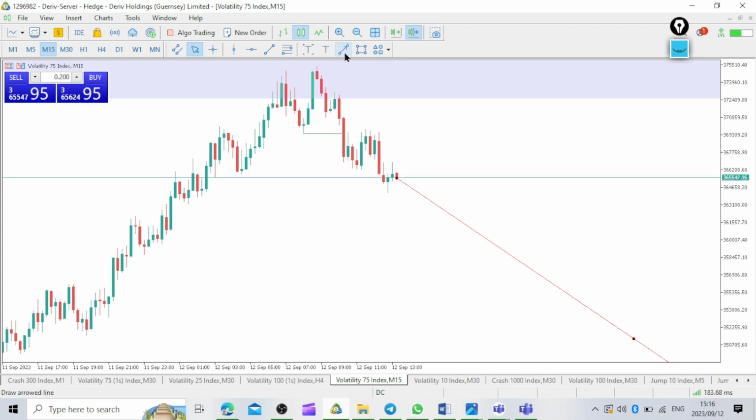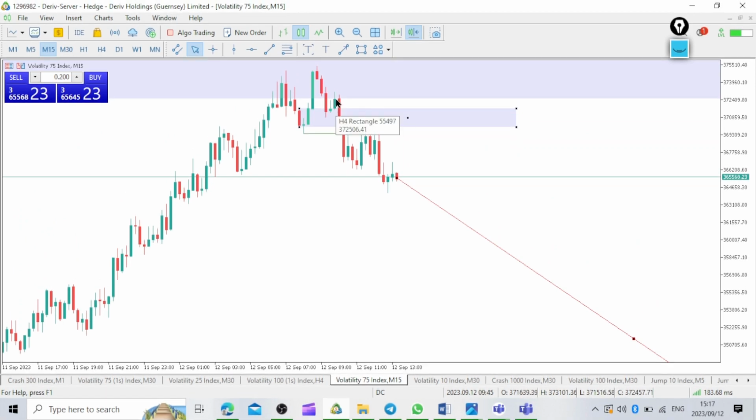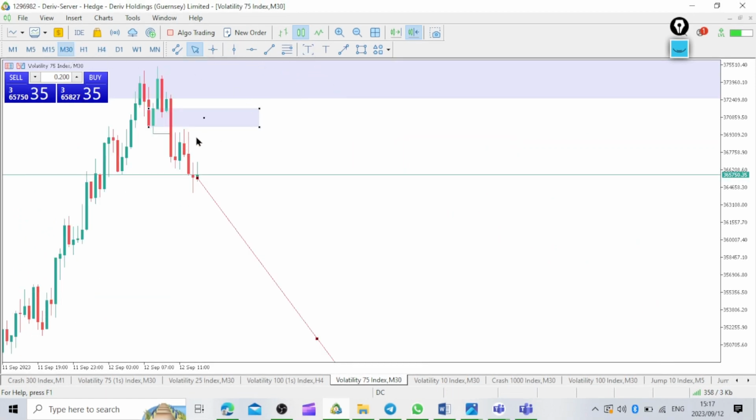But what normally happens is this: the price normally comes back and retests an order block. It can be this order block that we have here, or this big order block here. Are we having a fair value gap? Is there a fair value gap, and was that gap filled?